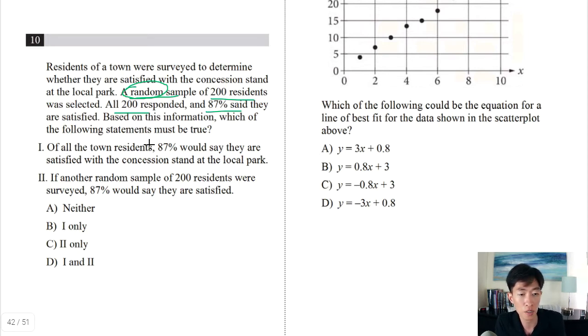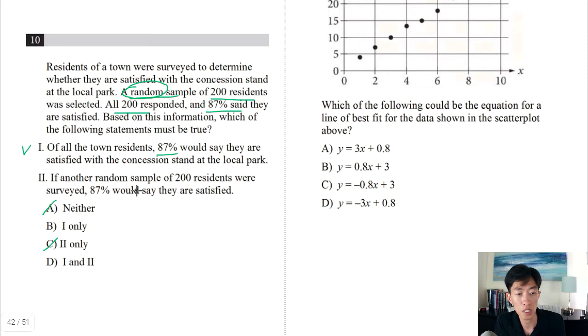Of all the town residents, 87% would say they're satisfied with the concession stand at the local park. So again, given that this was random, given that all 200 responded, you have the same percentage, and that seems to be okay as far as the SAT goes. Point 2, and by the way, we can eliminate choices A and C from there. Point 2, if another random sample of 200 residents were surveyed, 87% would say that they are satisfied.